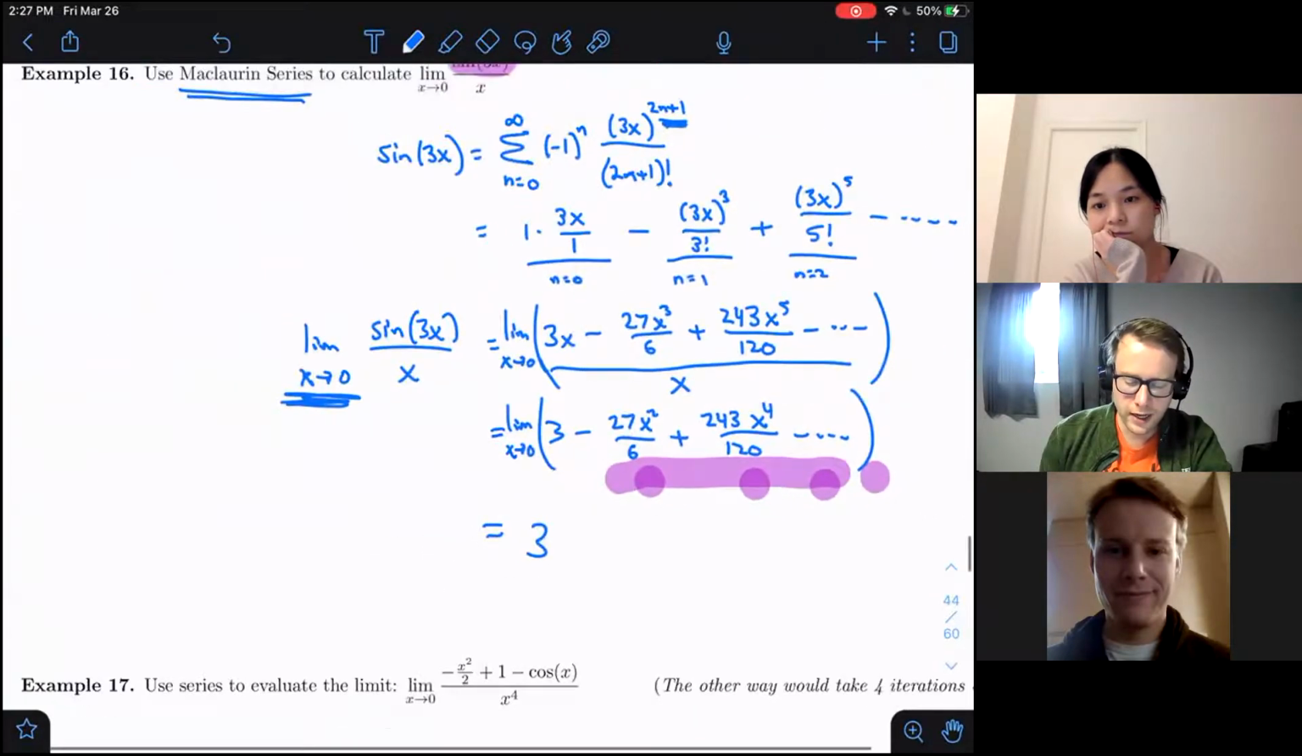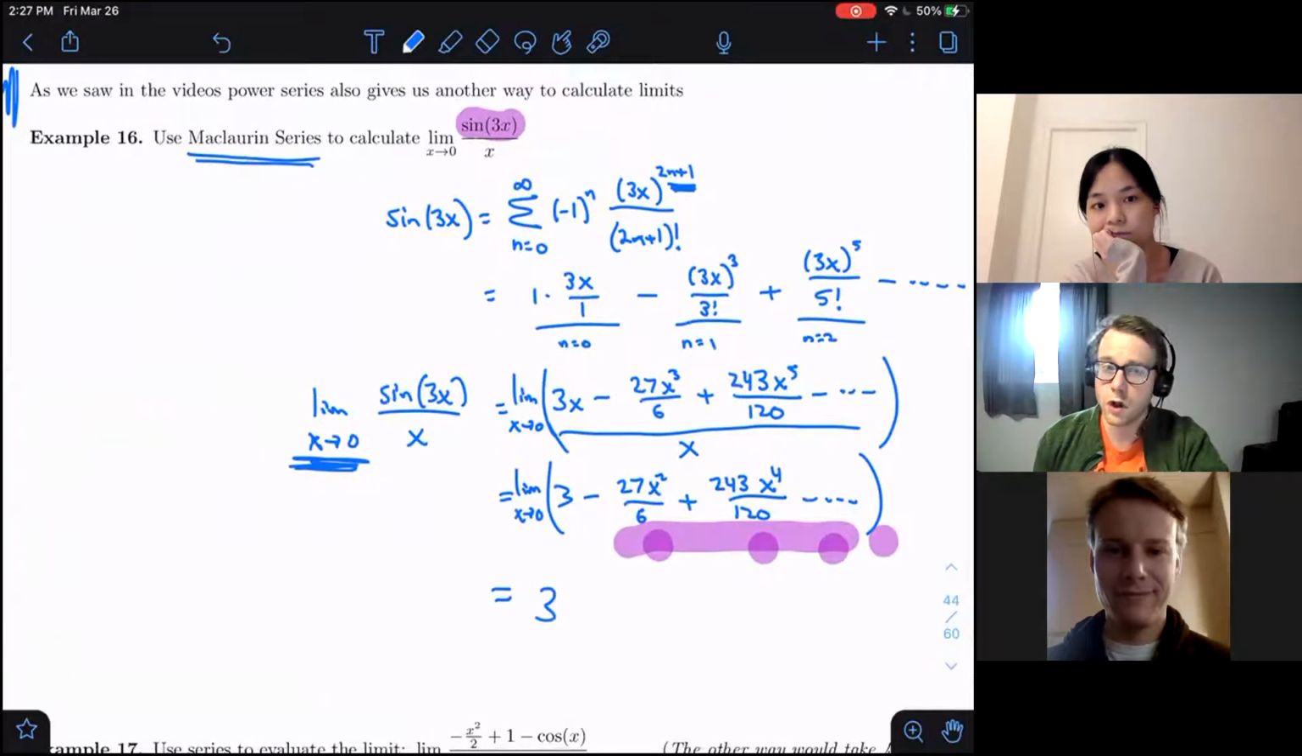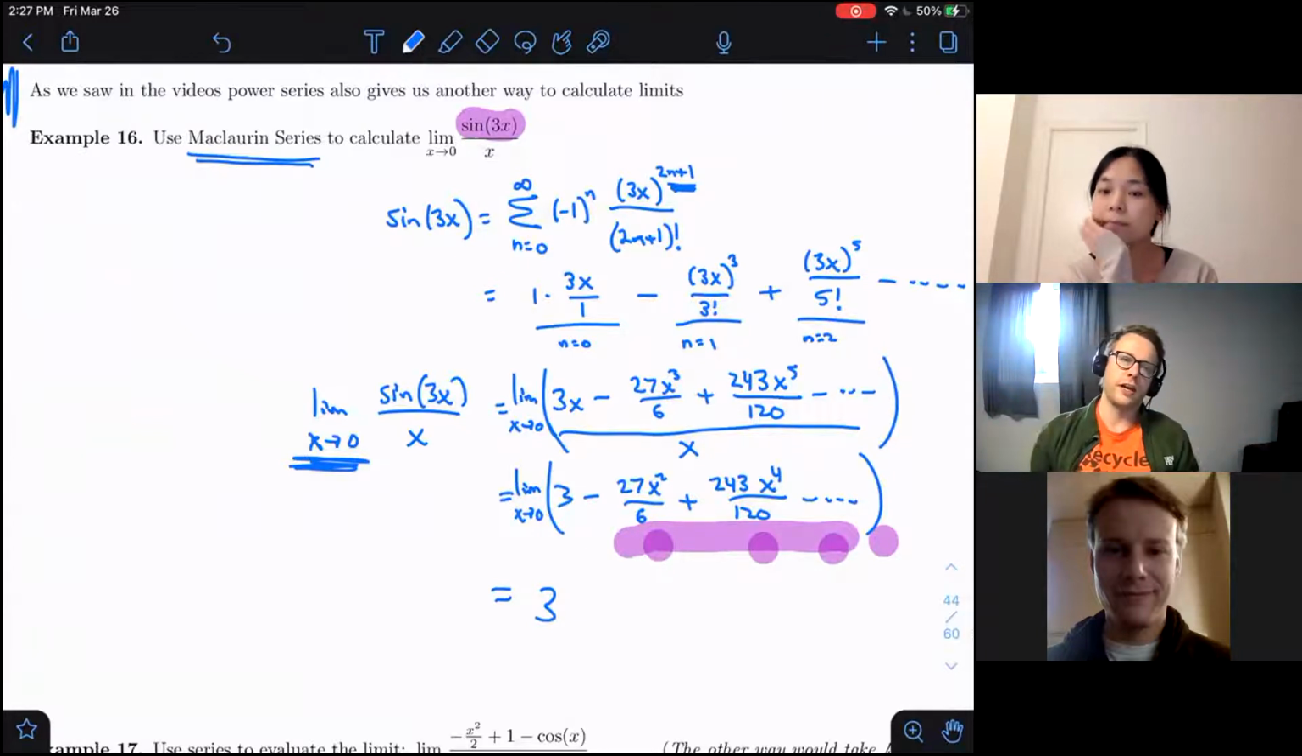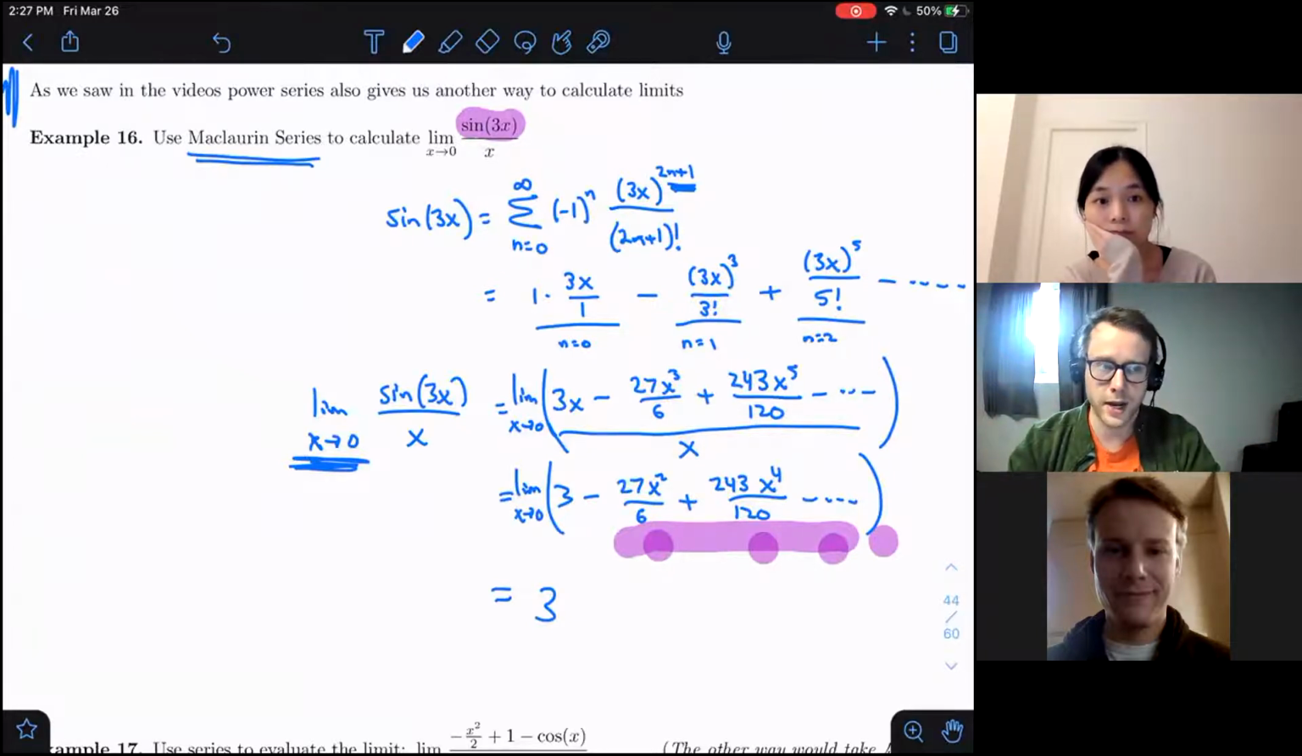And so whether you use your Calc 1 method for evaluating this, or if you use L'Hopital's rule, or if you use a Maclaurin series, which we were interested in illustrating here, the answer is always 3.